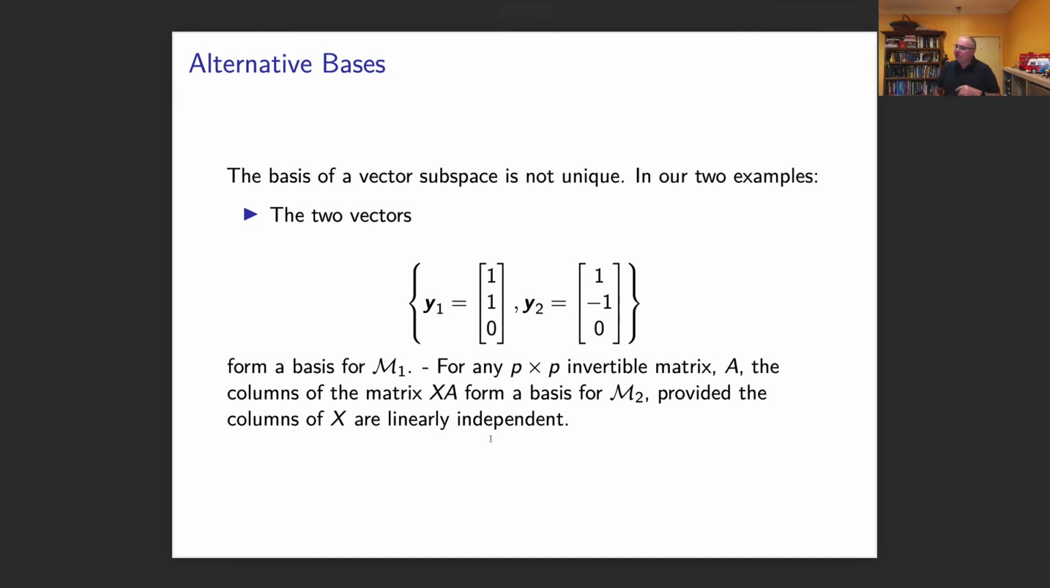Just be careful. Bases are not unique. You can't just set a basis and say, this is it, you can't do better. You can find other bases. Here's an example. This first one here is another alternative basis for that M1 subspace. Now we've got (1, 1, 0) and (1, -1, 0). These are linearly independent. They will also form that M1 where you have x1, x2, 0. And also, if I have any p by p invertible matrix A, and I multiply my X by this, that will also form a basis for my linear subspace.